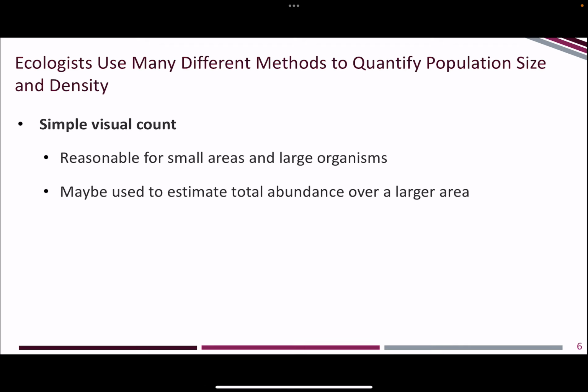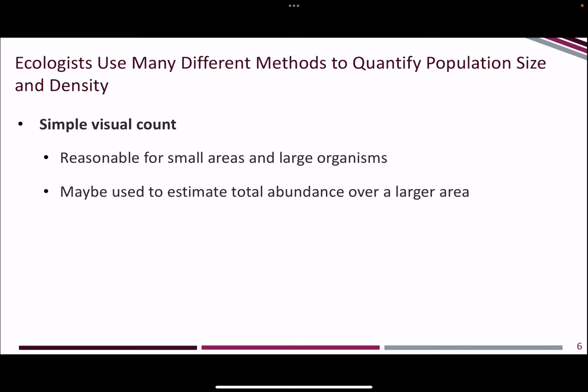So we're going to look at a few different ways that ecologists might estimate their population size based on a smaller sample. If at all possible, it would be preferable to count the total number of individuals. Depending on the organism, this may or may not be feasible. The larger the organism, the easier it's going to be to count. So taking a simple, straightforward visual count is going to be most useful if you have a really small area, or if you have larger organisms, or some combination of the two.